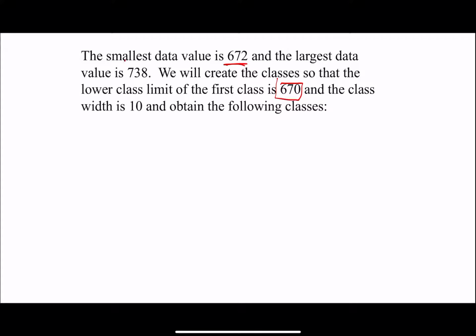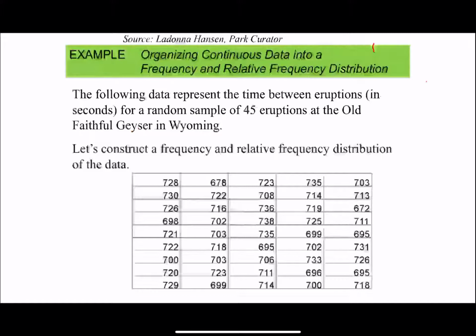And my largest data value is 738. So I want my class width to be 10. It's just a number that I chose. There's not any real rhyme or reason to that, except that when I go back and look at my data, I see that it goes from 672 all the way up to 738. And if I go in increments of 10, I'm probably going to end up with a decent number of classes.